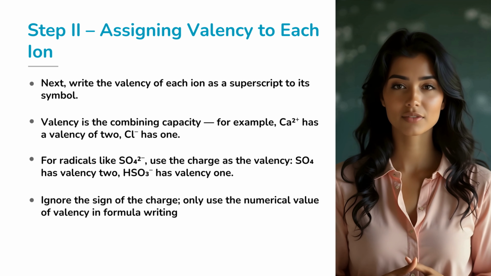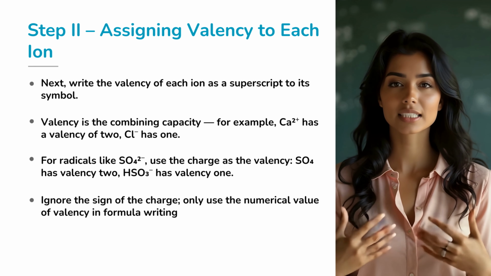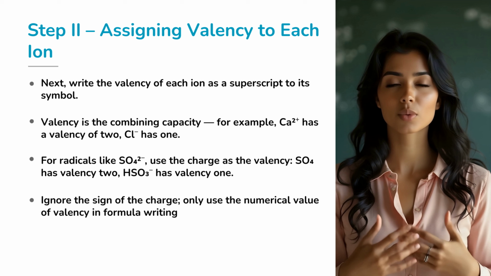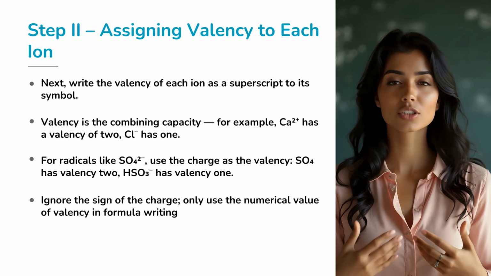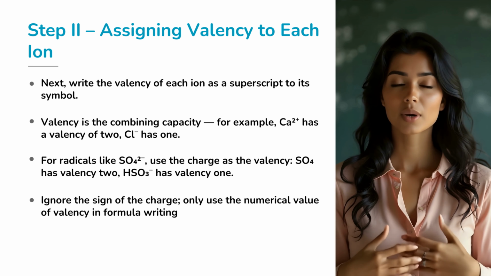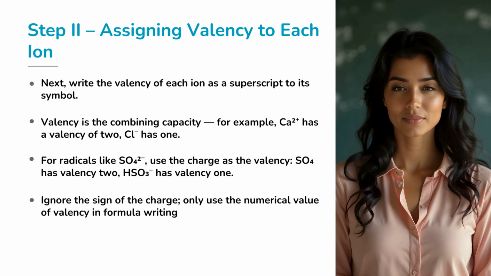Next, we assign valency to each element or radical. Valency is simply the combining capacity of an atom or group. We place the valency number as a superscript above each symbol. Ignore the plus or minus signs for now, we only use the absolute value.